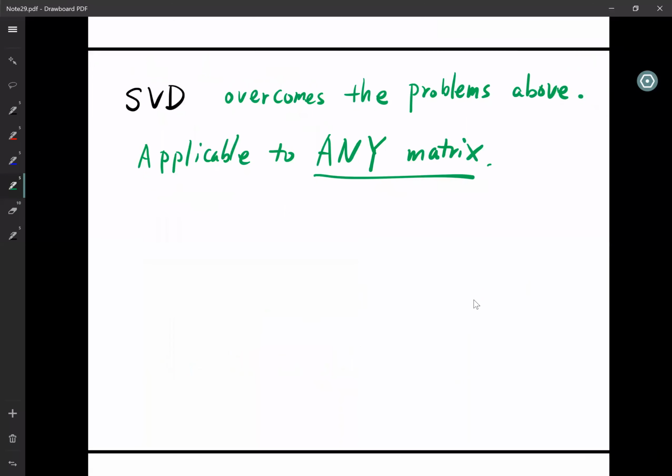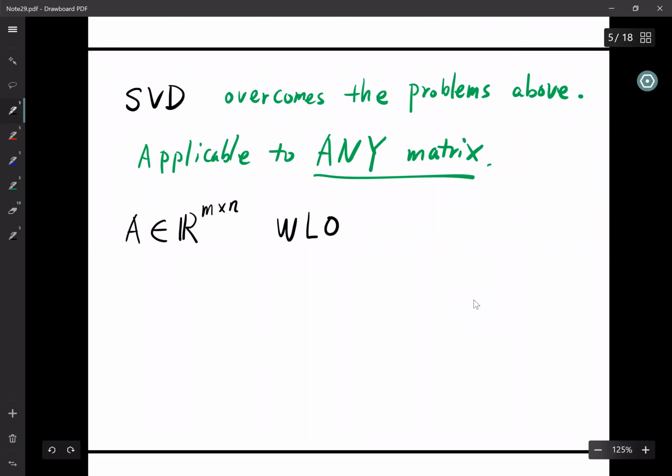So we have to overcome a problem. A is an m by n matrix. WLOG, without loss of generality, we assume m is larger than or equal to n. Otherwise, just consider A transpose. This is really just for simplicity.